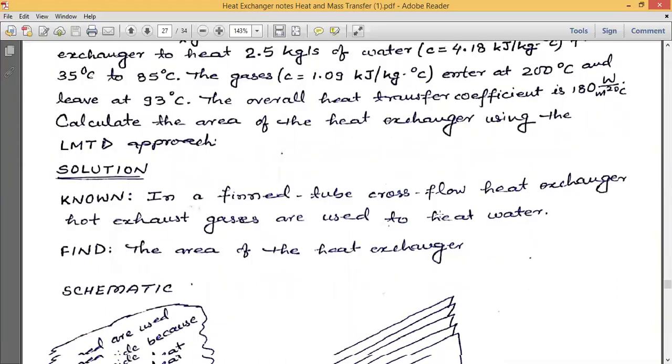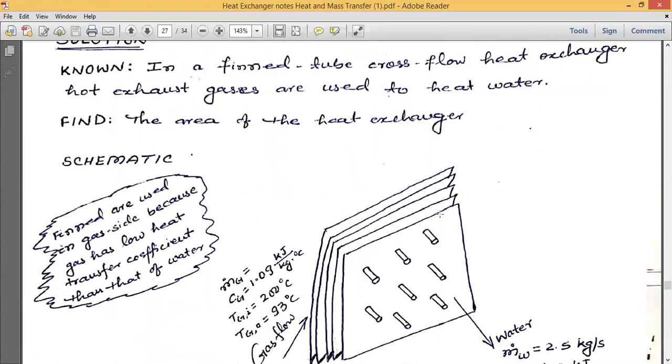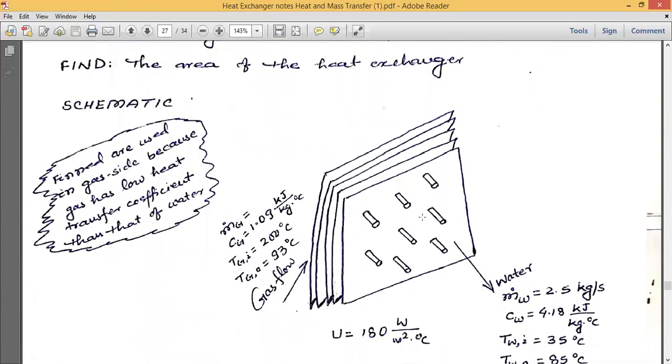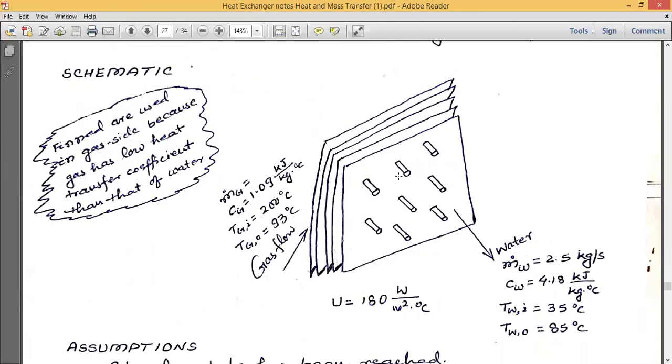Now, this is the schematic diagram of a finned tube cross flow heat exchanger. As we know, in cross flow, the two fluids flow in mutually perpendicular directions. One fluid moves inside the tube and the other fluid moves outside the tube, and both directions are perpendicular to each other. You need to draw the schematic diagram showing all the property values or whatever known values you have. Water is flowing through the inside tube, and outside the tube there are the gases.